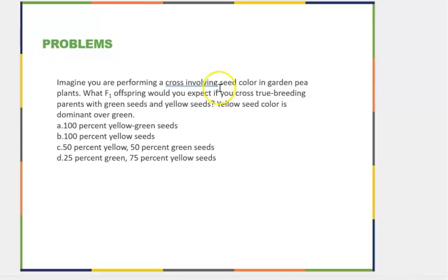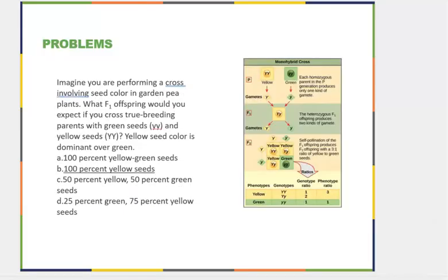You are performing a cross involving seed color in garden peas. F1, the first generation, F1s. What F1 offspring would you expect if you cross a true breeding parent with green seeds and one with yellow seeds? Okay, so that's going to be big Y, big Y versus little y, little y. What are you going to get? Pause it before I go to the next one. What are you going to get?